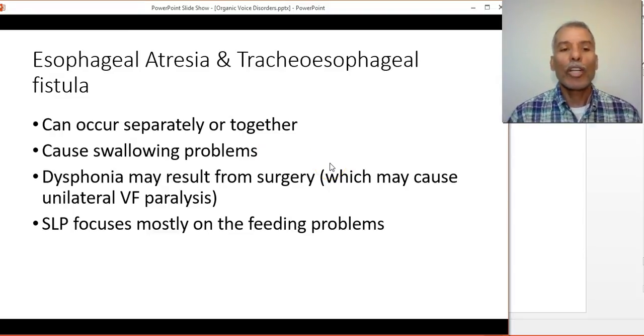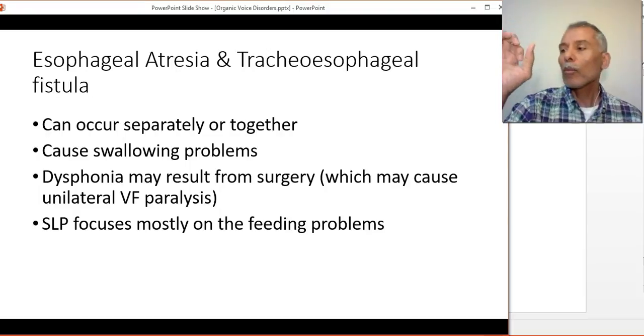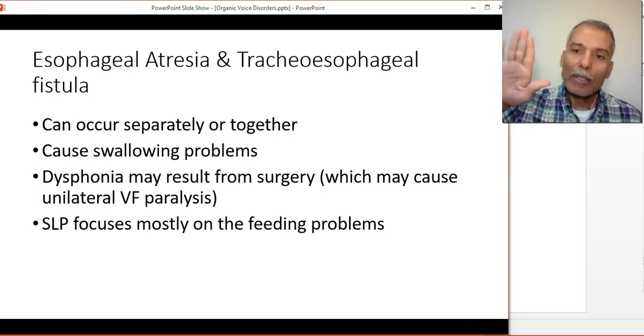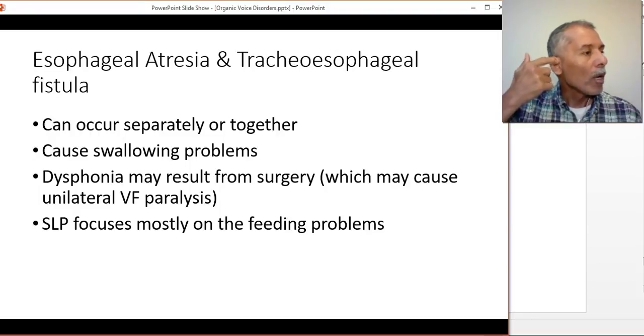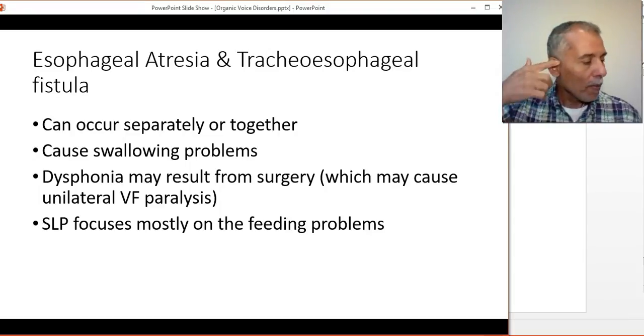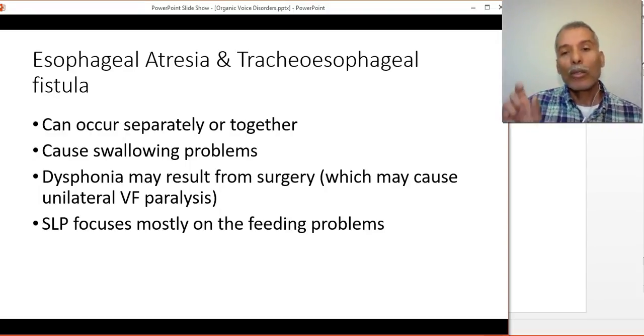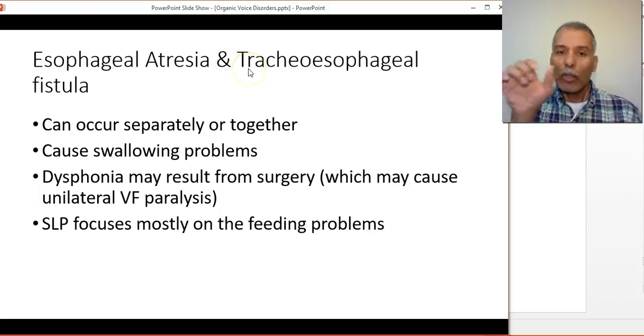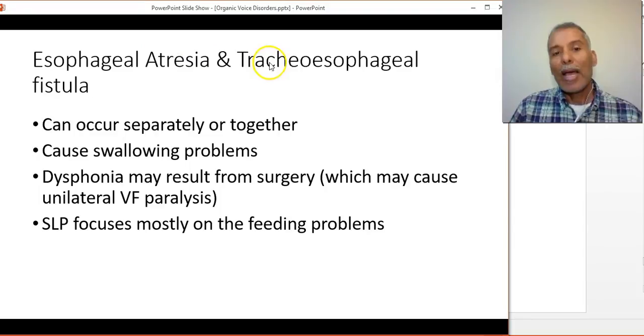The esophageal atresia. Atresia is basically an abnormal narrowing of an opening, or it could be a complete absence. For example, there are people who are born with ear canal atresia, where the beginning of the ear canal is just bone, completely blocked, or there's a tiny opening. So atresia could be partial or complete, and that affects the esophagus. Sometimes it occurs with an abnormal opening between the esophagus and the trachea.